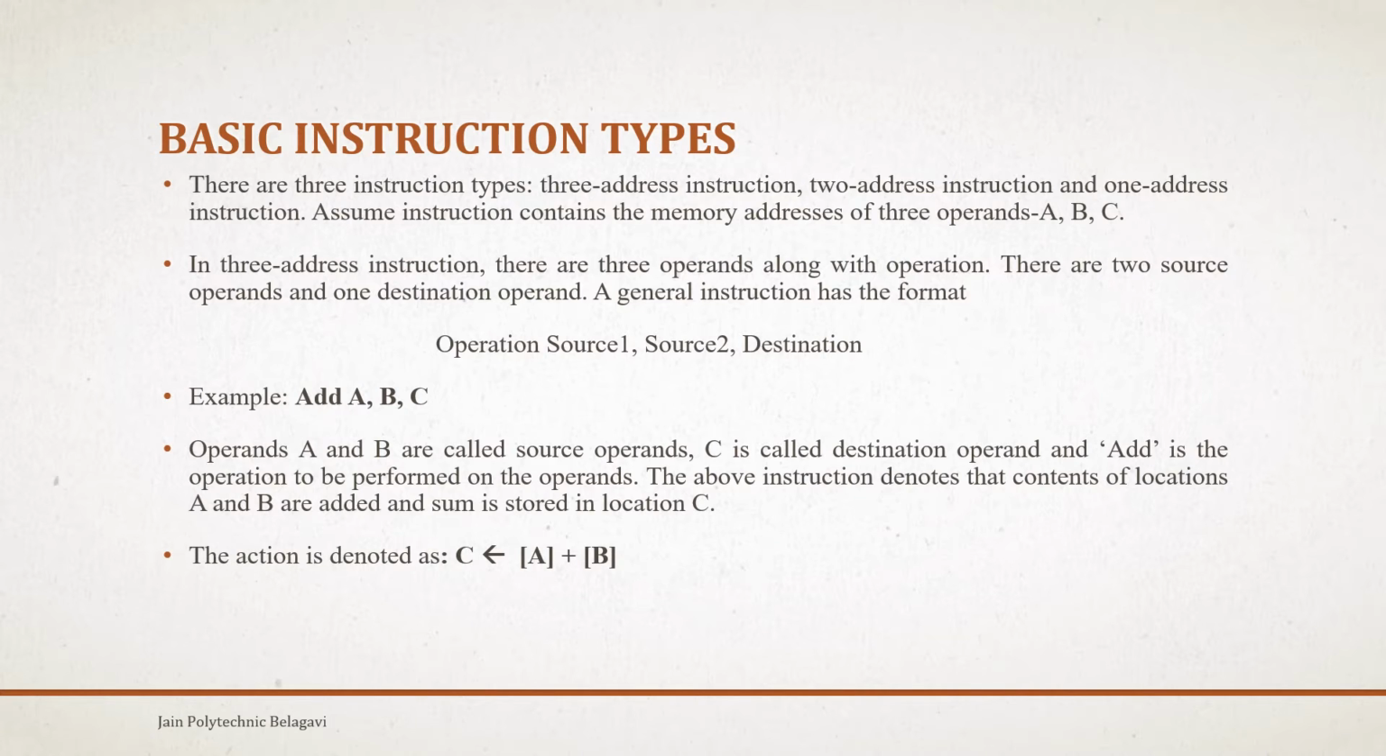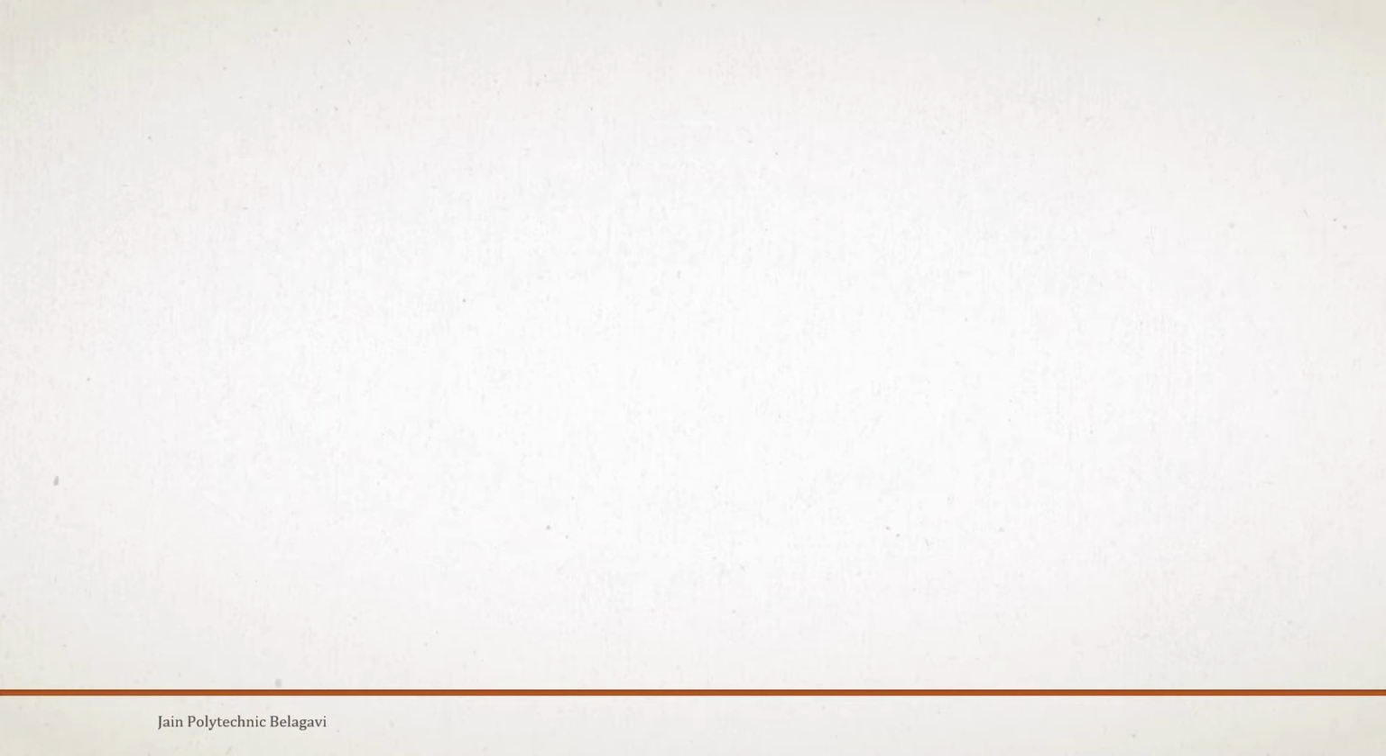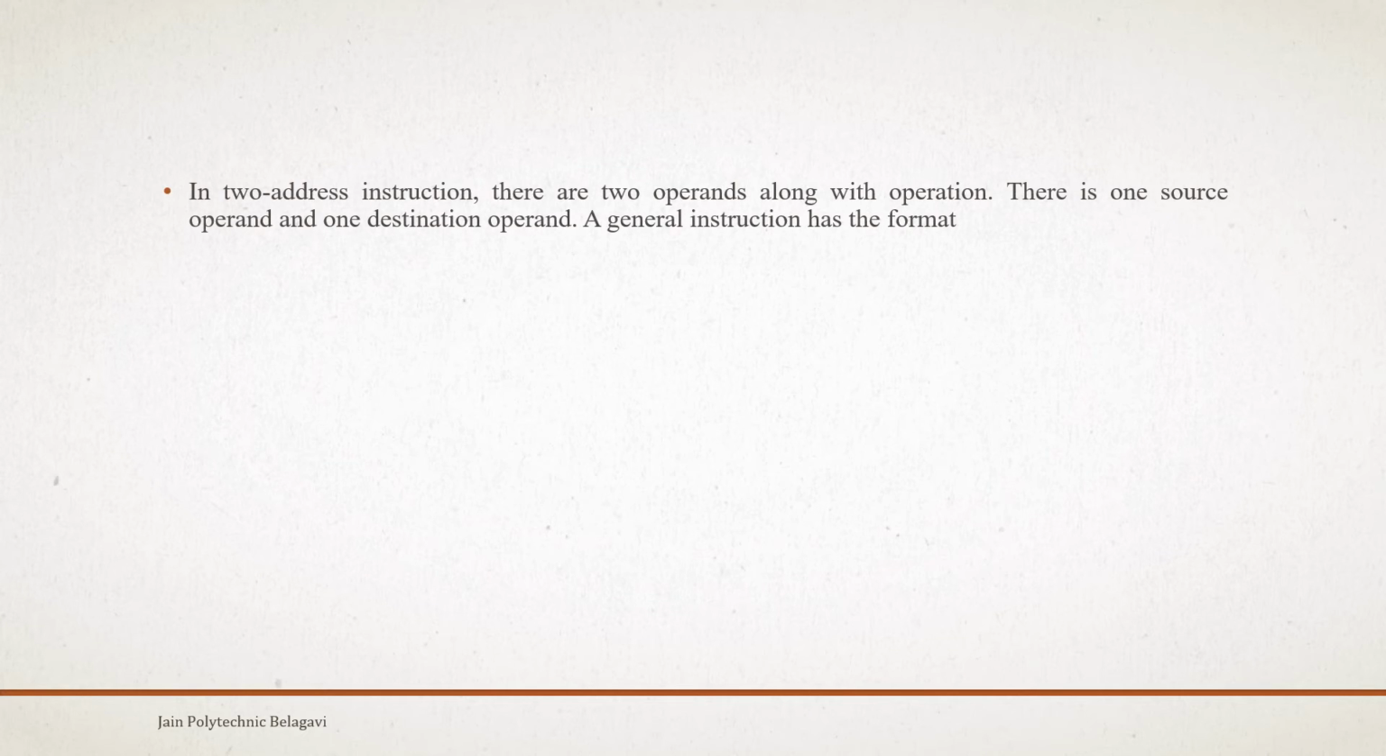Now this notation can be represented in register transfer notation, that is, this add A, B, C can be denoted in register transfer notation as C arrow A plus B, which means the contents that are present in location A and the contents that are present in location B are added and the result is placed in C. So this is a register transfer notation.